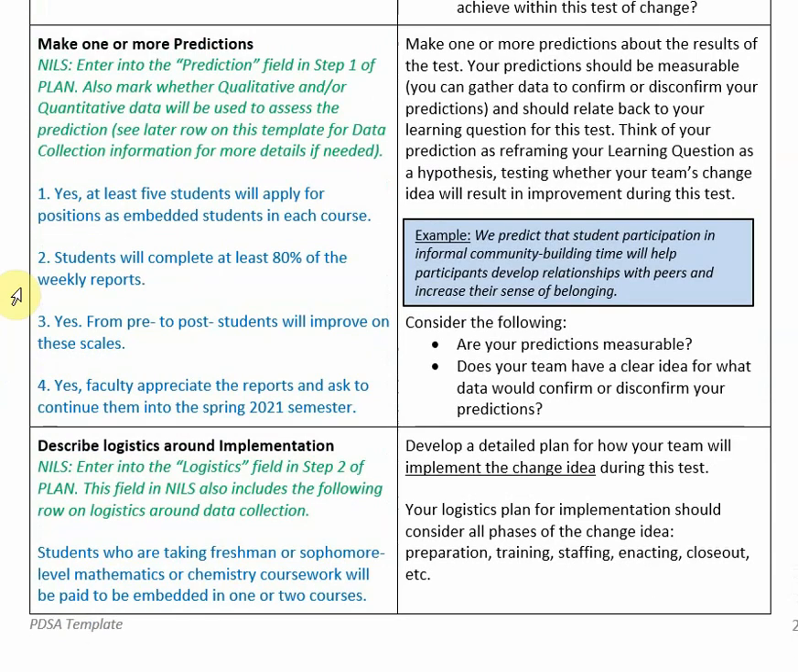This next section of the template is where you will document your predictions. Each question above should have a prediction associated with it. For example, learning question number 1 inquired about student recruitment for this change idea. The prediction is yes, students will be interested, and we predict at least 5 students will apply for positions as embedded students in each course. You'll notice that the predictions here are numbered to make them easy to align with the questions listed above.